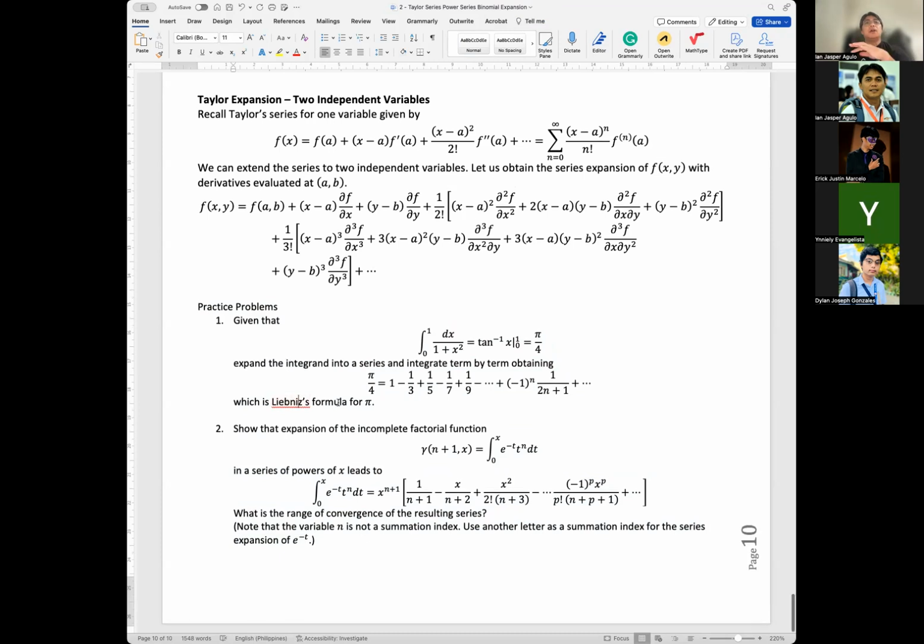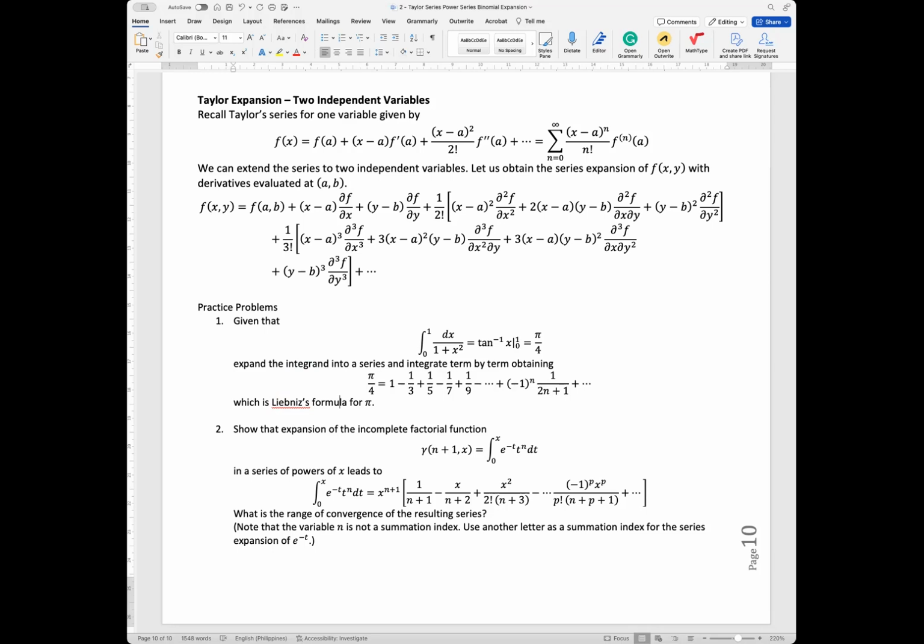Again, for those who were absent last time, this topic of Taylor series is not included in the first exam. The first exam just covers infinite series, convergence of infinite series, infinite series of functions, and convergence of infinite series of functions. That's the first exam. So this topic is included in the second exam.